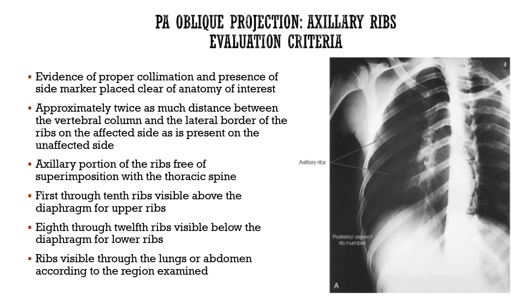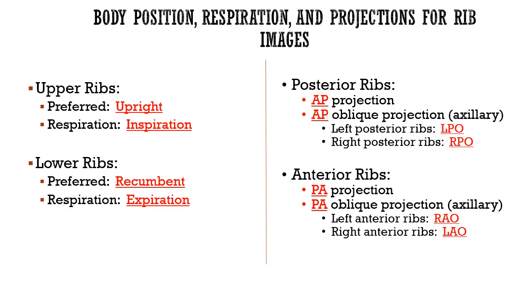For PA oblique projection, we're looking at the axillary ribs. Just to review, we're focused on the 1st to the 10th ribs if we're imaging ribs above the diaphragm, and if we're focusing on lower ribs, we're focused on the 8th to the 12th ribs. So this is just our summary slide over ribs, just to review the ribs, looking at upper ribs versus lower, how we prefer their breathing and their position, and then posterior ribs versus anterior ribs, and which obliques we perform.